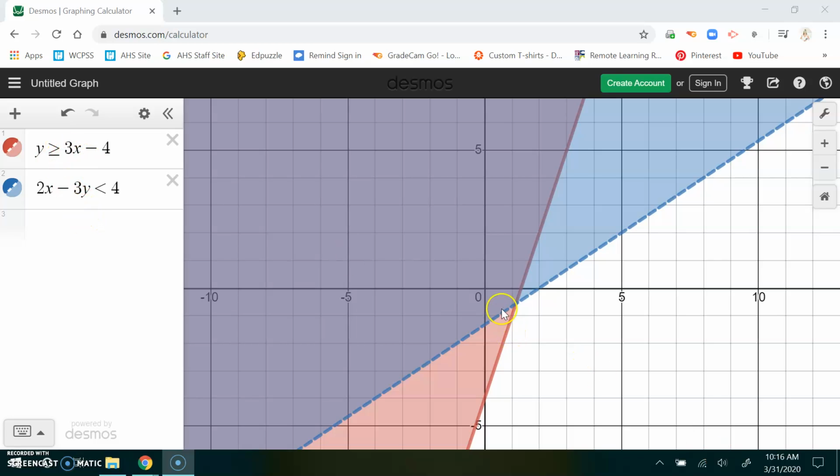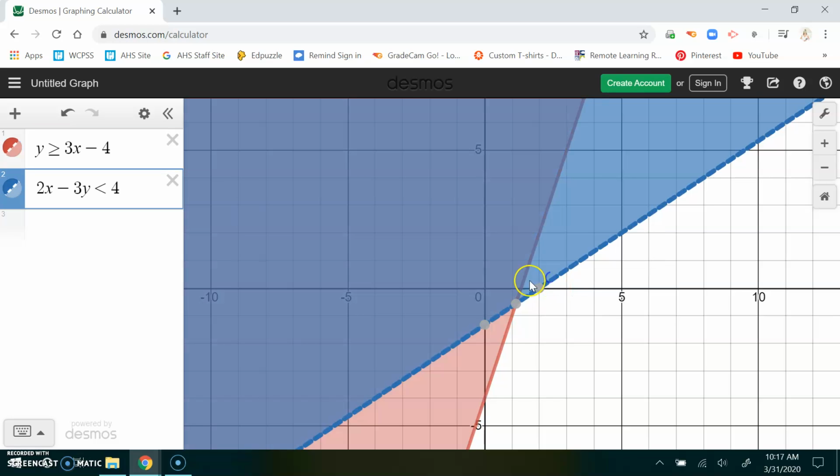So when we're looking at this, we can see that our solutions are always going to be wherever the double shaded area is. So if my first line is red and my second line is blue, red and blue makes purple. So the purple area is where all of my solutions will lie. If you remember back to regular linear inequalities, if it's on a solid line, it is a solution. But if it's on the dotted line, it is not a solution.